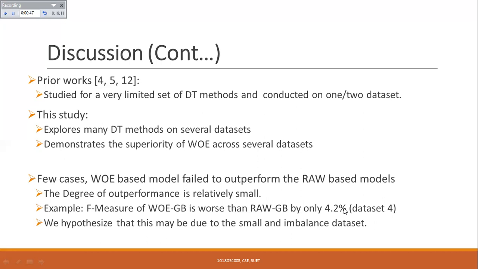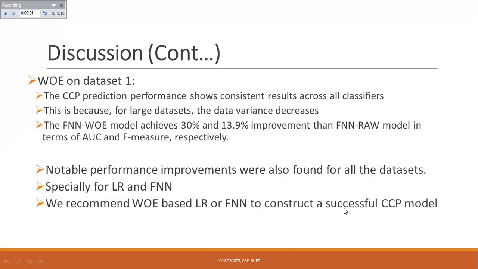The data size is small, so we emphasize that this is due to the small and medium data set. For the large data set, the weight of evidence performance is consistent across the classifiers, and this is because of the large data set and data variation decreases. Overall, weight of evidence with the different models achieves 30% improvement in terms of AUC and 30.9% improvement in terms of F-measure. Notable performance improvement was found for all the data sets, especially for logistic regression and FNN. We recommend weight of evidence encoding and feedforward neural network to construct a successful customer churn prediction model.